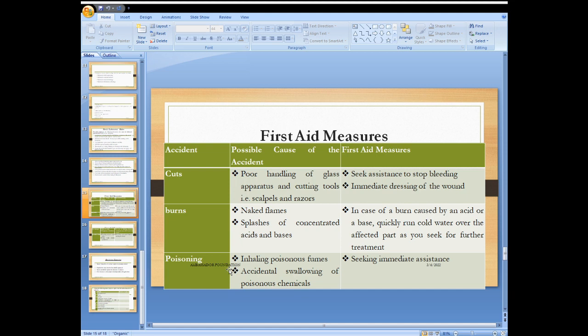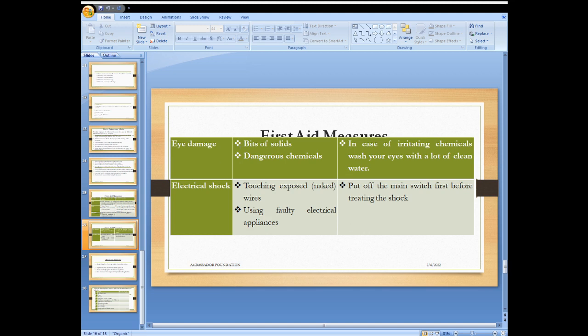Poisoning. What causes poisoning? Inhaling poisonous fumes, accidental swallowing of poisonous chemicals. I don't know how you can swallow chemicals accidentally, but I know you can do it. Then it has only one remedy. You seek medical assistance. Don't say take a lot of water. No, seek medical assistance.